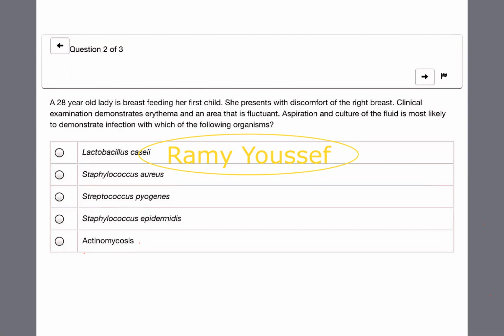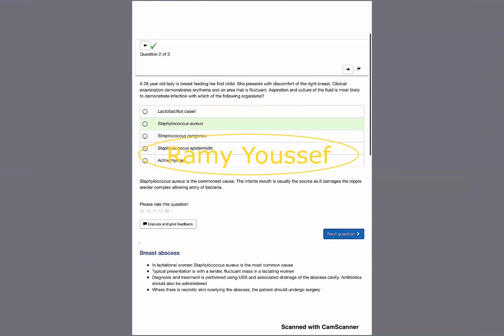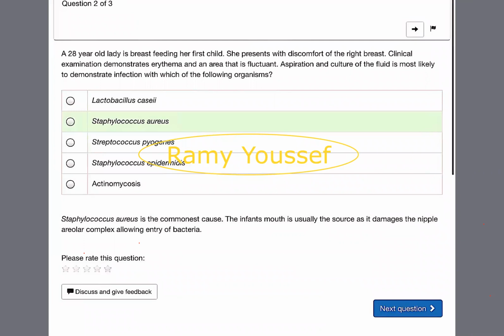The most common cause of abscess? Sorry, Staphylococcus aureus. Any abscess, surgical site infection, Staphylococcus aureus is the most common organism. Strep pyogenes, we said cellulitis, and the only abscess is the tonsillar abscess or quinsy. Any abscess is Staph aureus, and most commonly they will give you a breast abscess in lactating women or something like this.